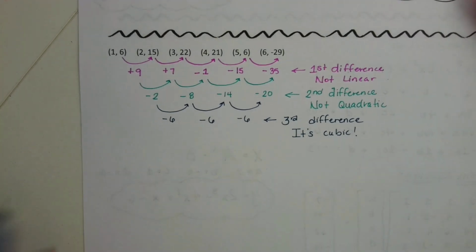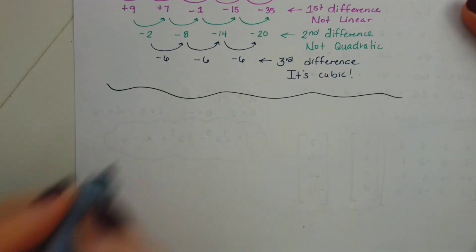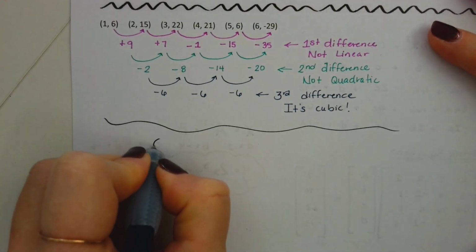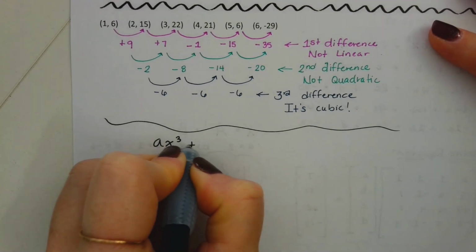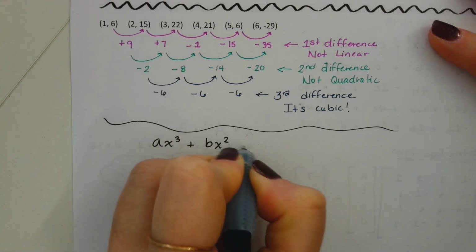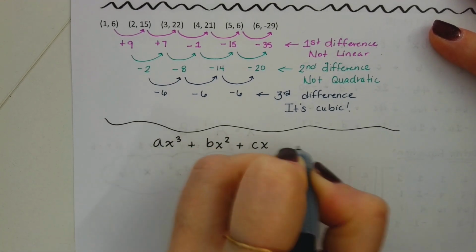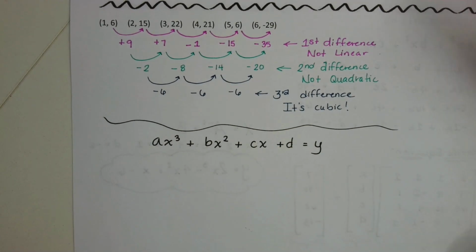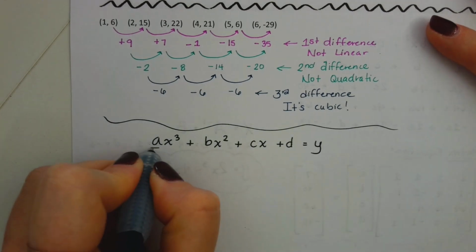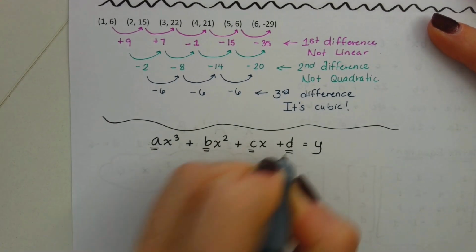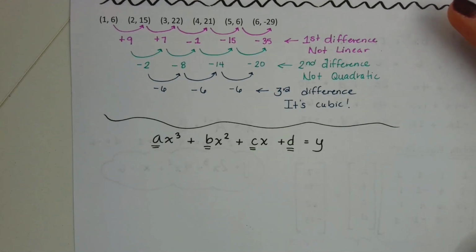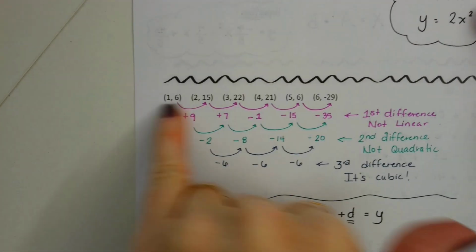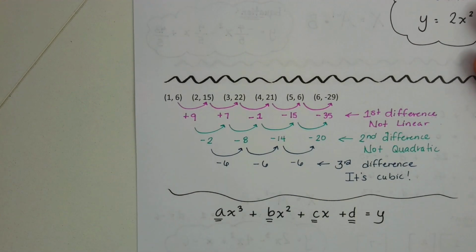Alright, now that we know it's cubic, let's think about that blank function. What does it start with? It doesn't start with an ax squared. It starts with ax cubed plus bx squared plus cx plus d equals y. How many equations are we going to need to write? 4, right? Because there's 1, 2, 3, 4 missing variables, your a, b, c, and d. So if we need 4 equations, we need to use 4 of the points, which is more than we are given. Okay.